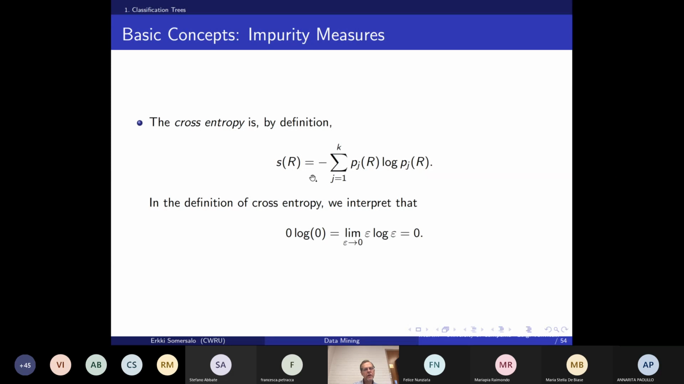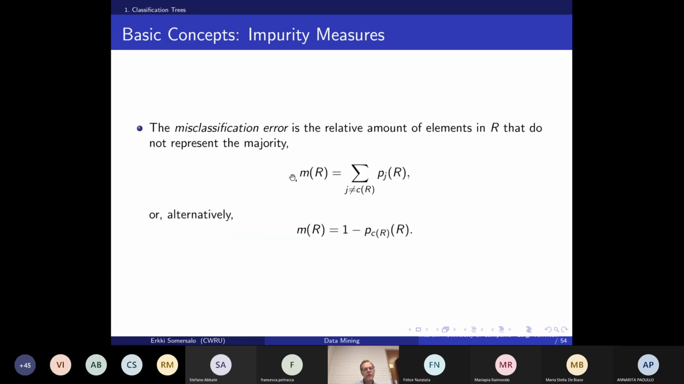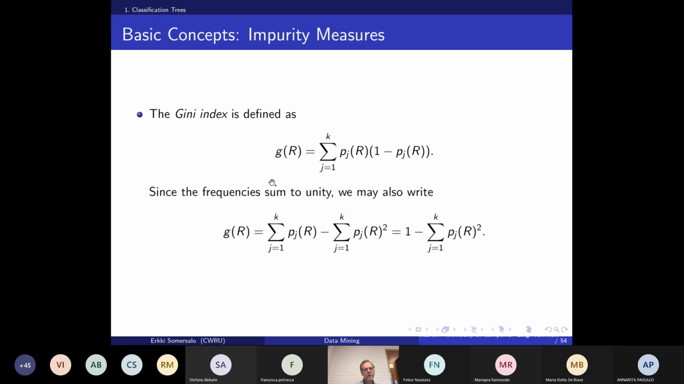So we are not using this entropy, but I wanted to show you because some people like to reason in terms of entropy. What I'm using here is the misclassification error and the Gini index. So those are the two quantities that we are using in our construction.